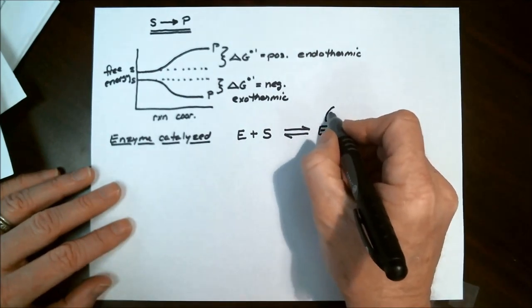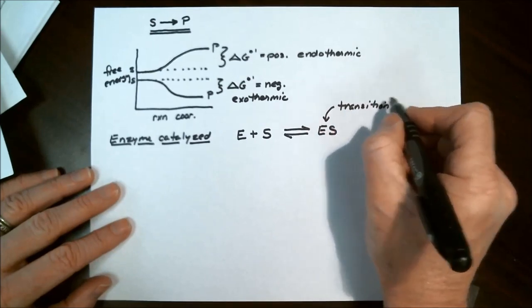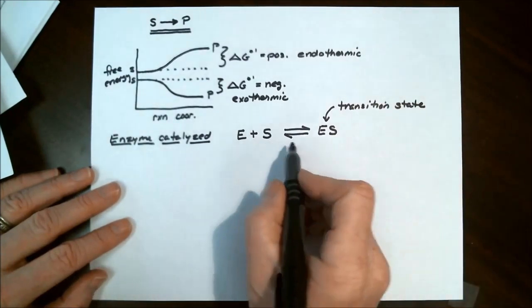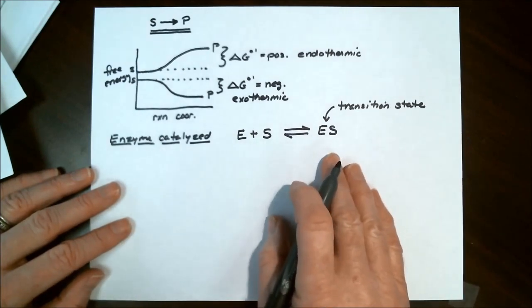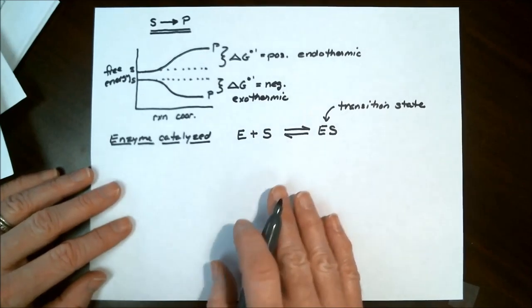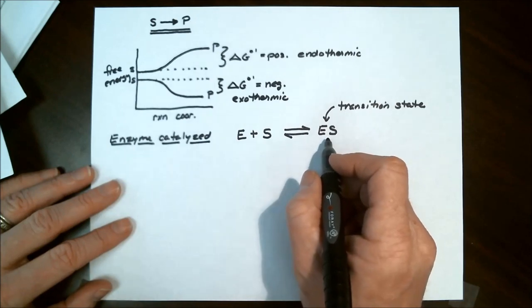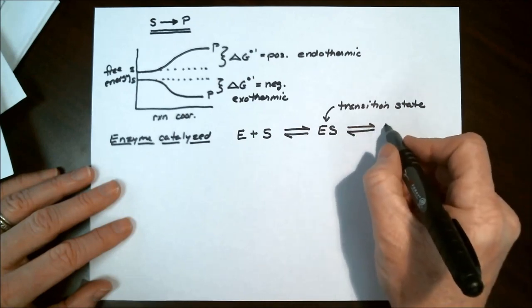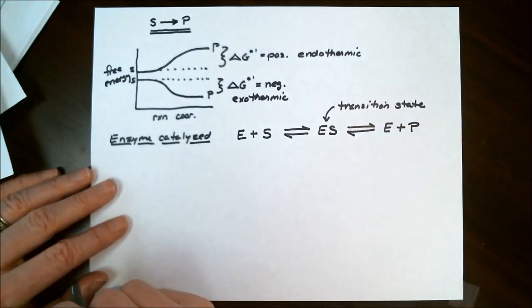This complex is called the transition state. It's a transition state on the way from the substrate to becoming a product. But the transition state is very important because this is how the enzymes are going to function in a thermodynamic manner. Once we form the enzyme substrate transition complex, then we can now form the product. The enzyme typically performs a chemical modification of the substrate to yield product.